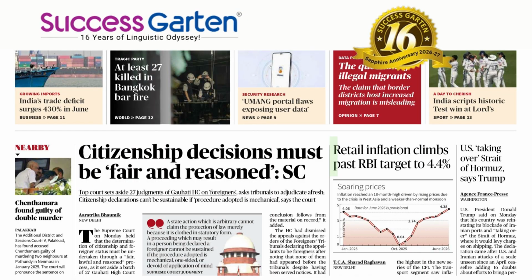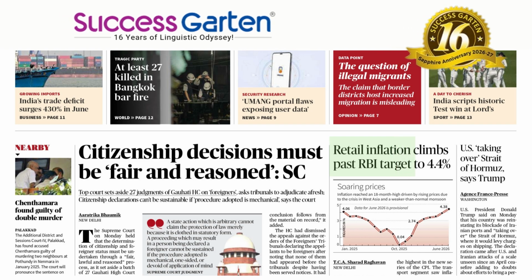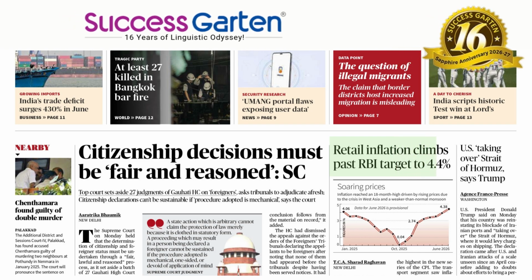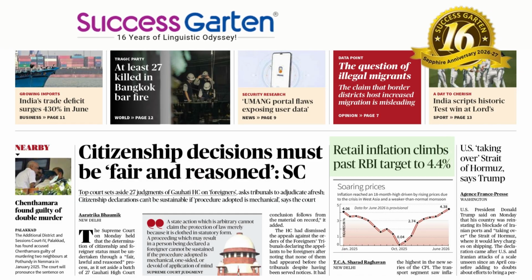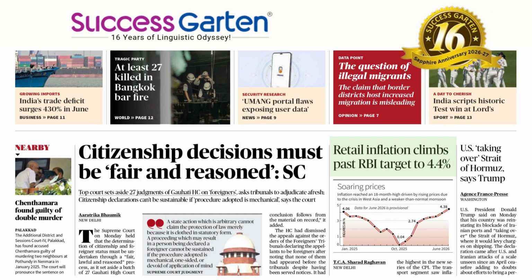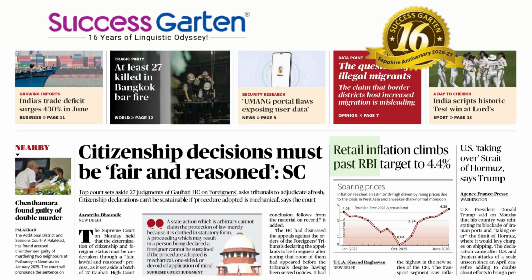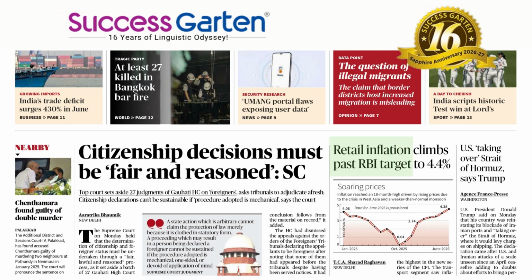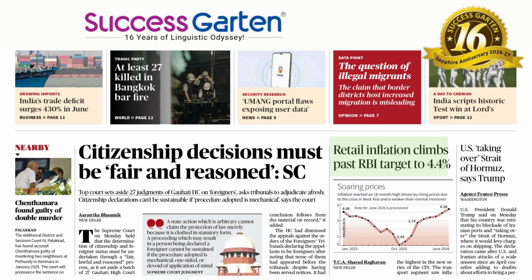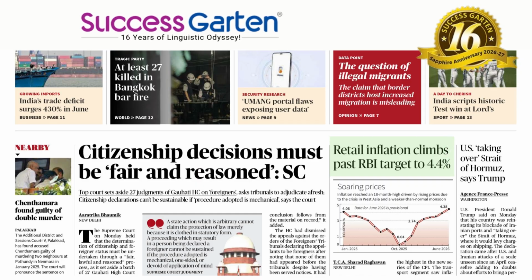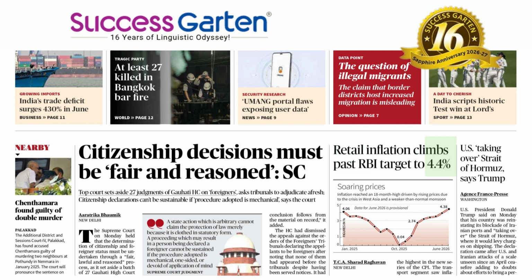Now we move to the next news item. Retail inflation climbs past RBI target to 4.4%. So here the doer is retail inflation. What happens to that? It climbs. So we get the verb of the sentence, climb. When something climbs, what happens? It goes upwards. Climbs past RBI target. Something goes past something. So that is going beyond the expectation of the target given by RBI. RBI, as we know, stands for Reserve Bank of India, to 4.4%. So retail inflation climbs, retail inflation does climb. Does retail inflation climb? Why does retail inflation climb? Retail inflation climbs, doesn't it?